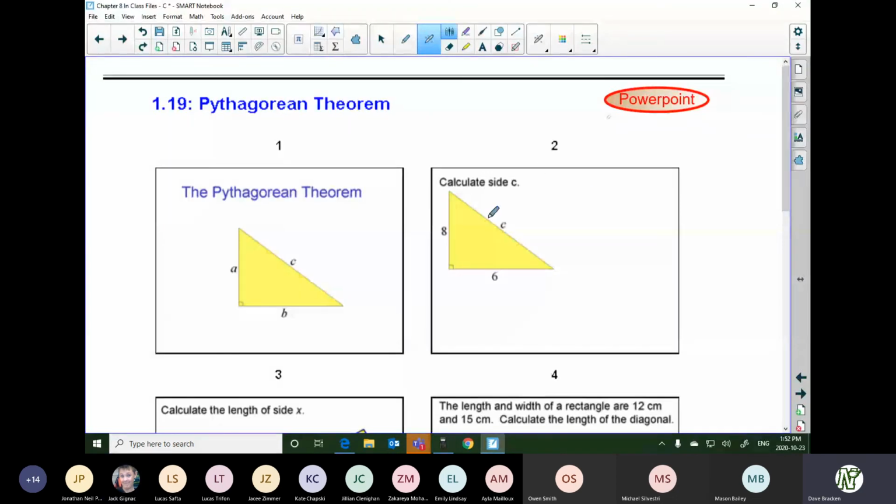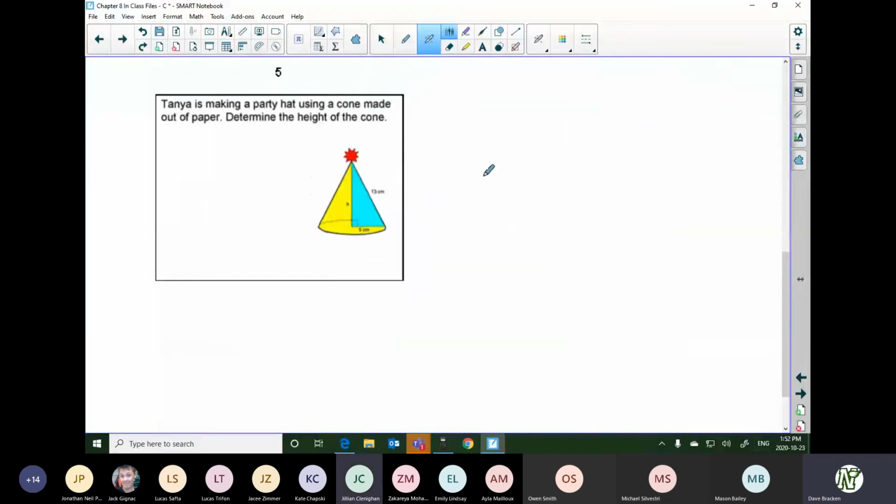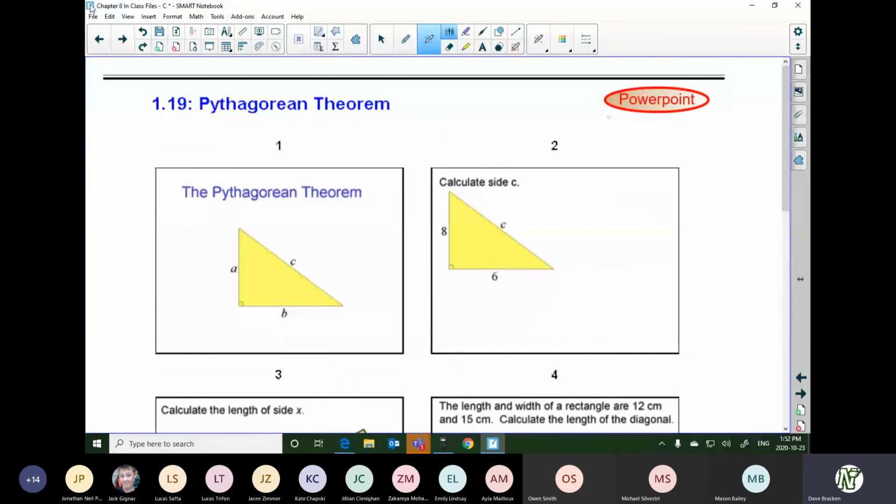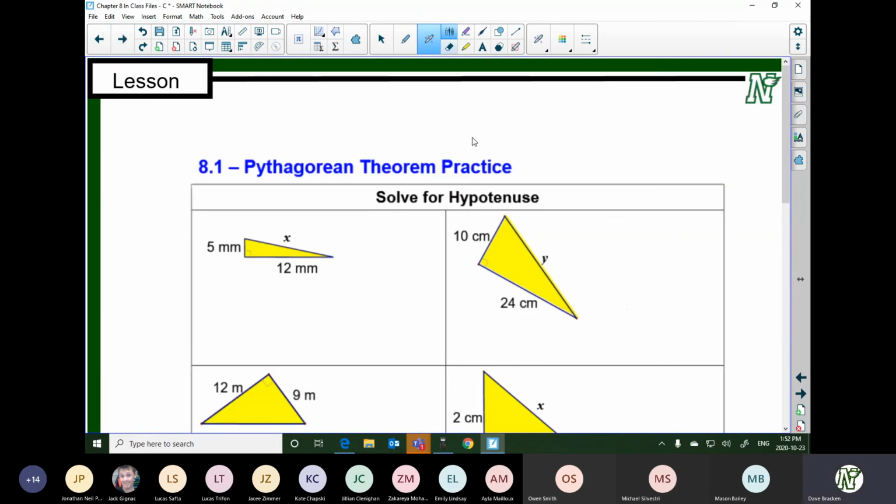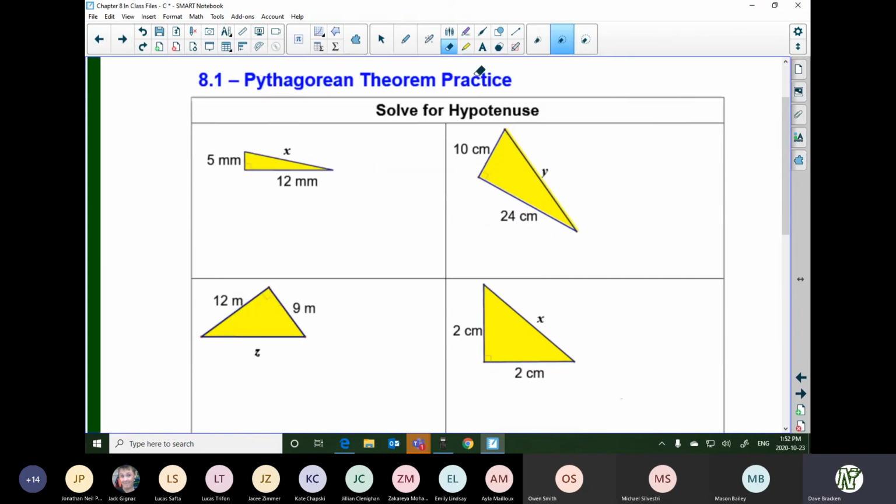Everybody good there? So hopefully you copied everything out here. Okay. Here's where we're headed. We'll go to the next page. And here's what I would expect for you to do. This says Pythagorean Theorem practice, solving for the hypotenuse. These first 4, notice you're finding the hypotenuse, finding the hypotenuse, finding the hypotenuse, finding the hypotenuse.